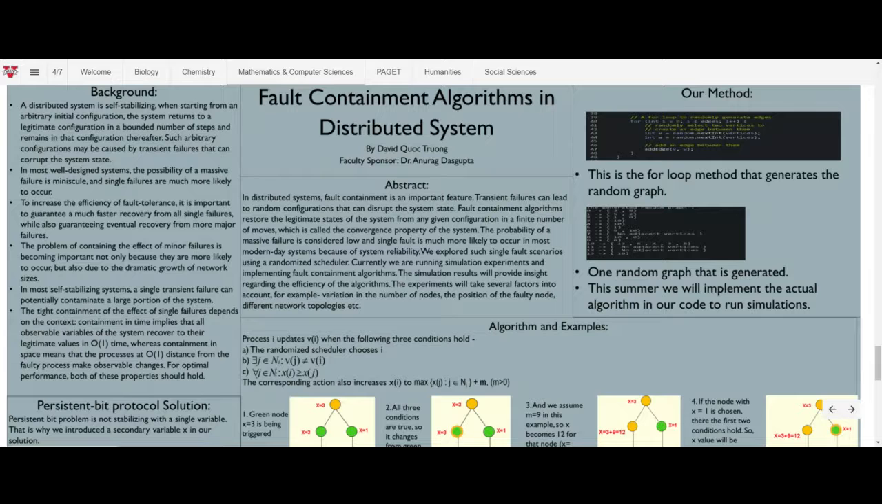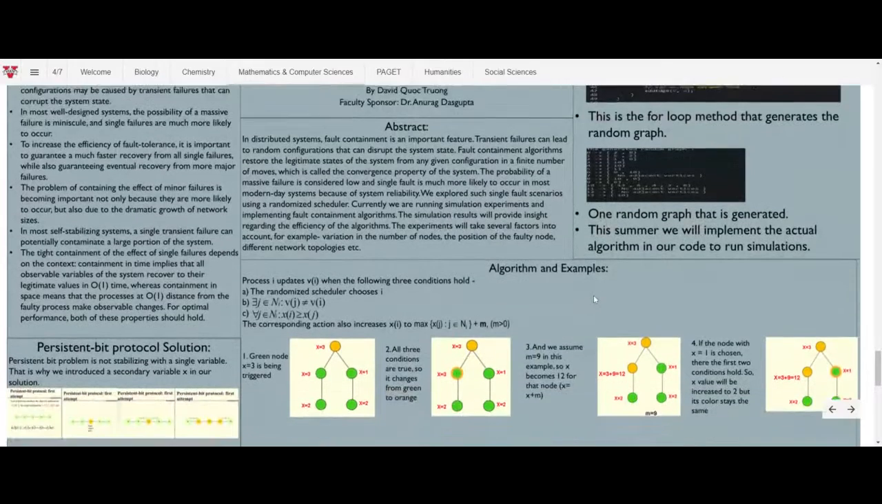This research will continue throughout the summer with the BSRI, the Blazer Summer Research Institute grant. The algorithm that you see before you demonstrates how it can produce any graph form. And it runs a loop.